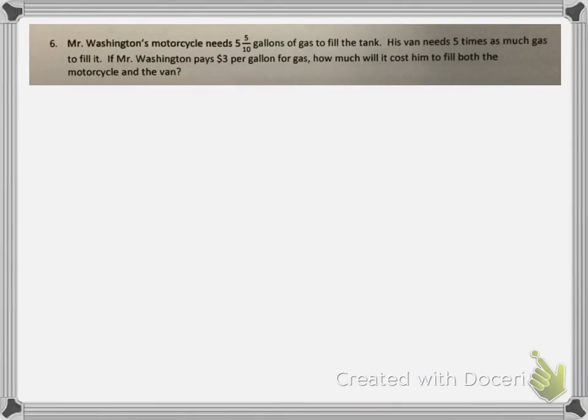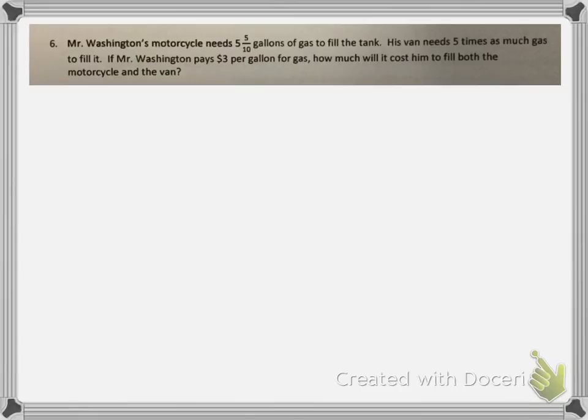Number 6. Mr. Washington's motorcycle needs 5 5/10 gallons of gas to fill the tank. His van needs 5 times as much gas to fill. If Mr. Washington pays $3 per gallon for gas, how much will it cost him to fill both the motorcycle and the van? Okay, this is going to be multiple steps again.